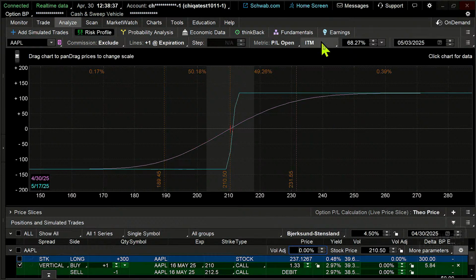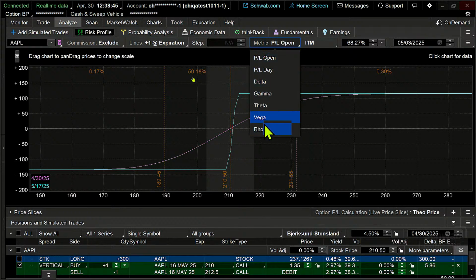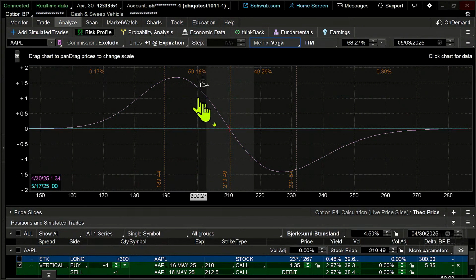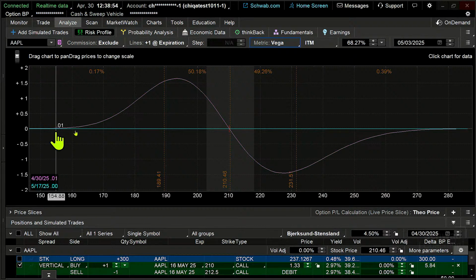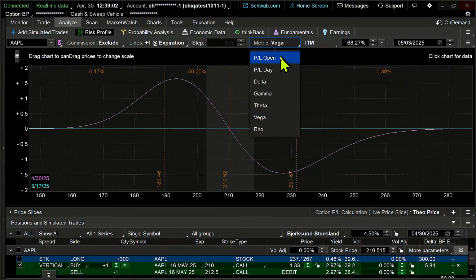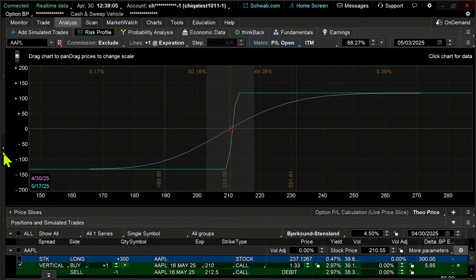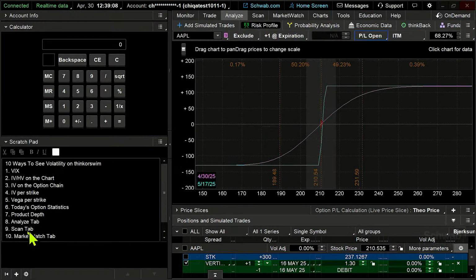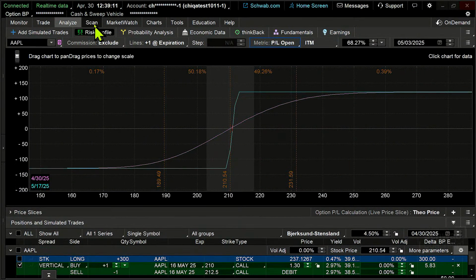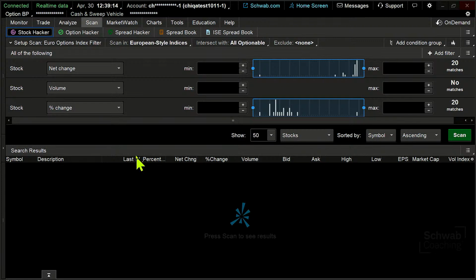Now, the other thing that we can do, and most traders don't know this, even if they use the Analyze tab quite a bit, is you can change the information being shown up here on the Analyze tab from P&L Open. We can change that to Vega, and you can see that Vega sensitivity based on the stock price, based on the time, and you can see that impact to option premium based on that sensitivity to implied volatility. So that's another way that you can visualize implied volatility on the Thinkorswim platform. That's number 8. Number 9 is right here on the Scan tab. Let's go to the Scan tab. And one of the things that you can do is you can change one of these filters.